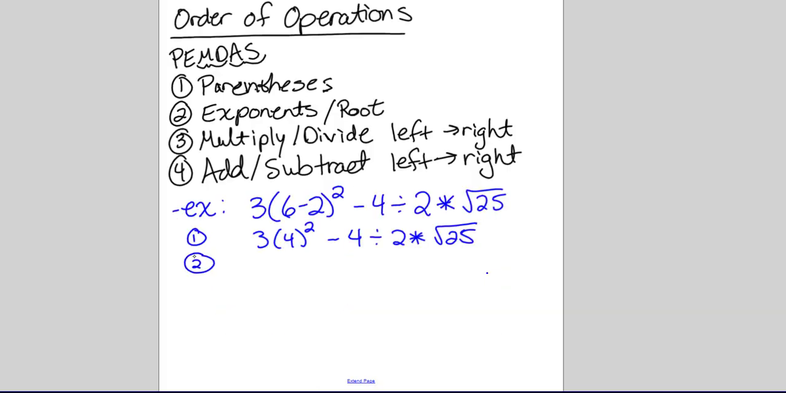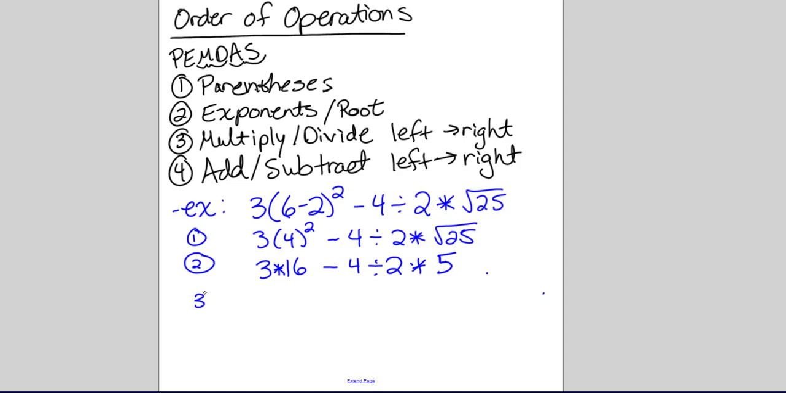So now step 2, any exponents or roots. So I'm going to just do 4 squared is 16. Now between the 3 and the now 16, if I go back up a step, there's nothing there. So what this means is that this is showing multiplication. 3 right next to that parenthesis shows this should be multiplied. So I'm going to bring this down as a multiplication. 3 times 16. So minus 4 divided by 2 times square root of 25 is 5.